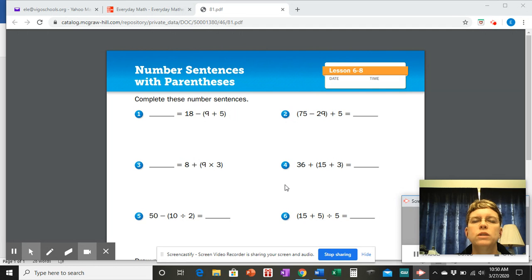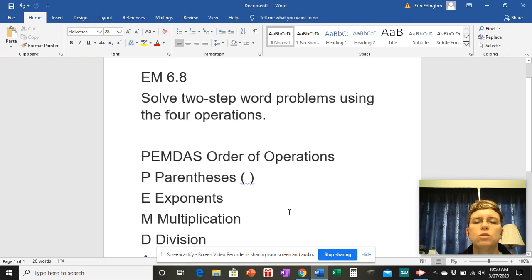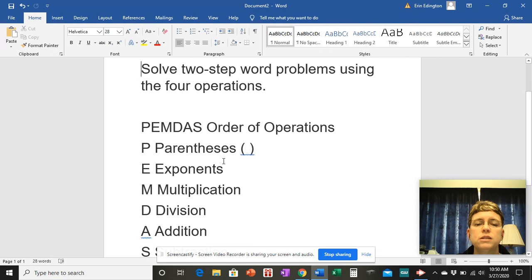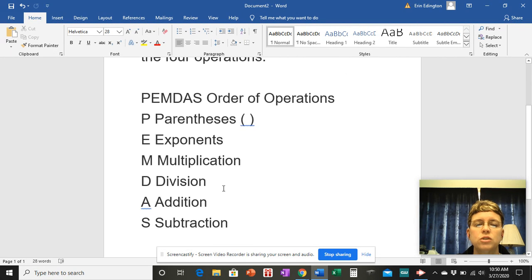See you again. What we are going to be working on today is Everyday Math Lesson 6.8, and we're going to be talking about the order of operations. So our goal for today is to solve two-step word problems using the 4 operations, and we are talking about PEMDAS, which is parentheses, exponents, multiplication, division, addition, and subtraction. So today we are focusing on just parentheses.